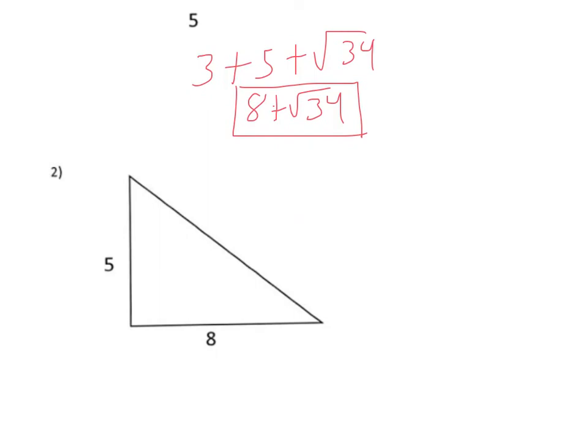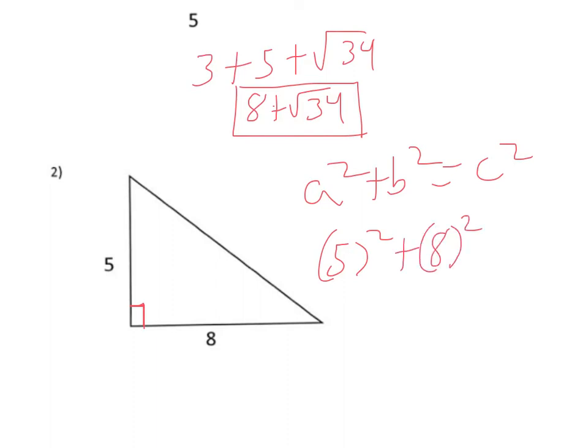Next, these are all right triangles, by the way. We're missing our hypotenuse, so this is when we have to go back to the Pythagorean Theorem. We're going to use a squared plus b squared equals c squared, where a is 5, b is 8, and here we are looking for our c. 5 squared is 25. This is where you should all know your perfect squares. 64 equals c squared.